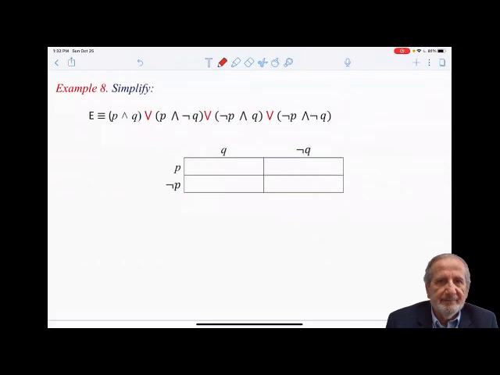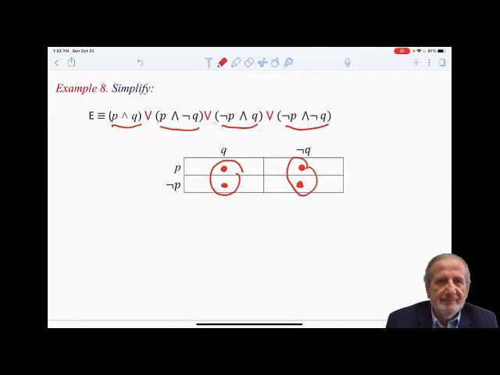Here is another example. I have four terms now. P and Q, right here. P and not Q. Not P and Q. Not P and not Q. Okay, so obviously, you can take these two and these two. It's a simplification, but it's not the final simplification.